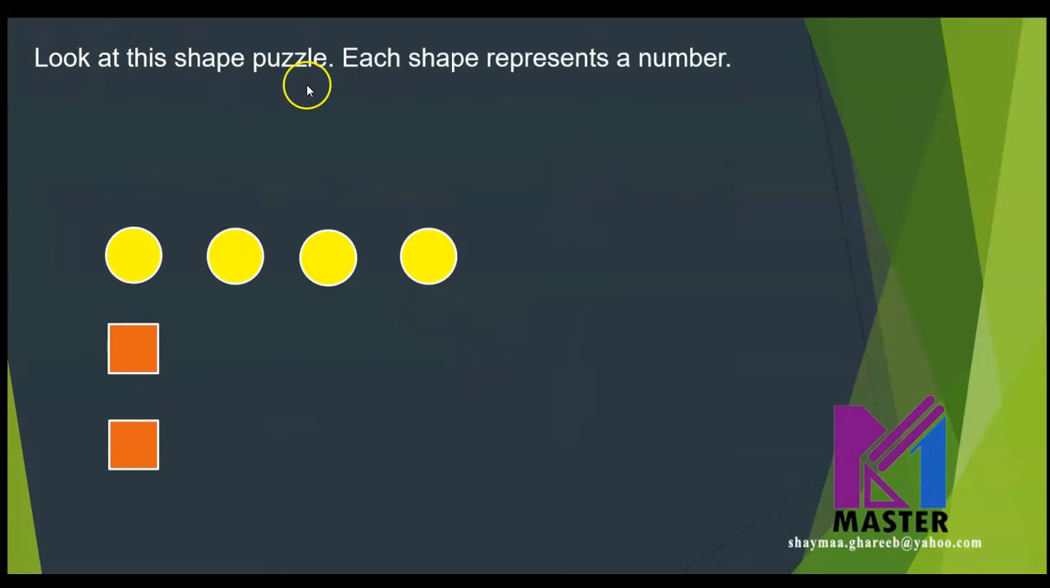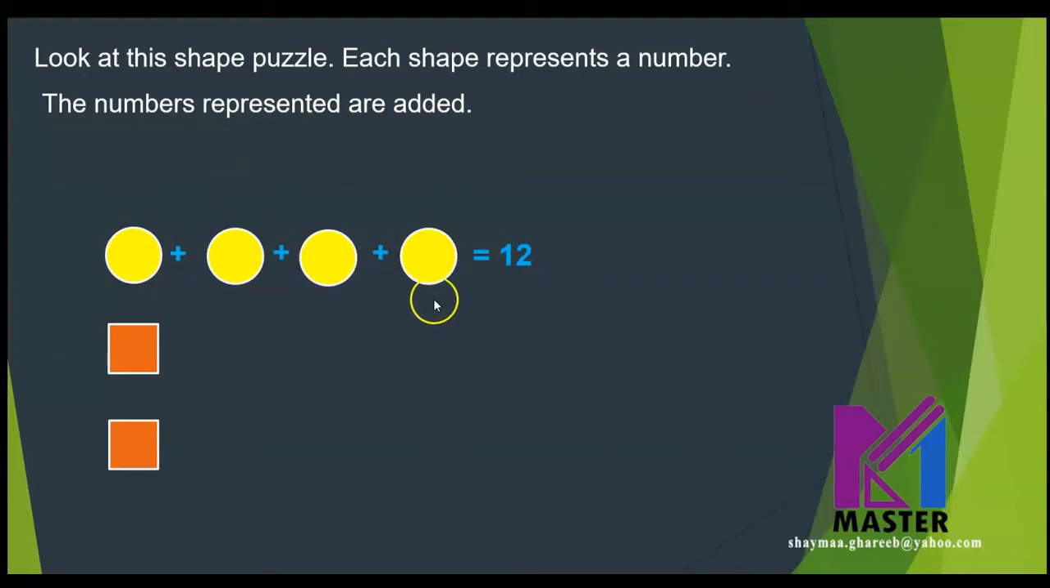Look at this shape puzzle. Each shape represents a number. As you can see, we have 4 circles and 2 squares. Let's read. The numbers represented are added. So all these numbers are added in this way: plus plus plus equals 12. Then vertically, circle plus a square plus another square equals 7. What number does each shape stand for?